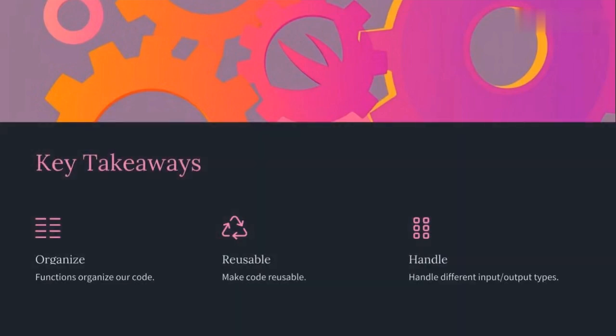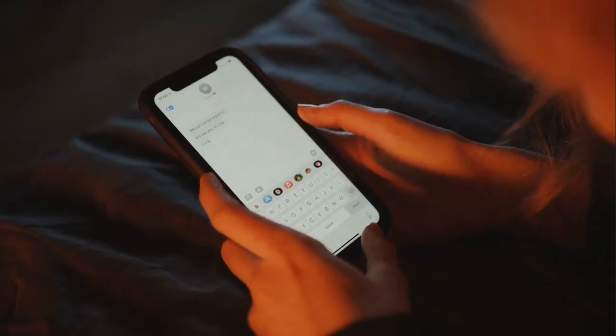To wrap it up, functions in Swift are powerful tools that let you organize your code and perform tasks multiple times. You can pass data into functions using parameters, return values to get results, and use closures to handle tasks in a clean and reusable way.